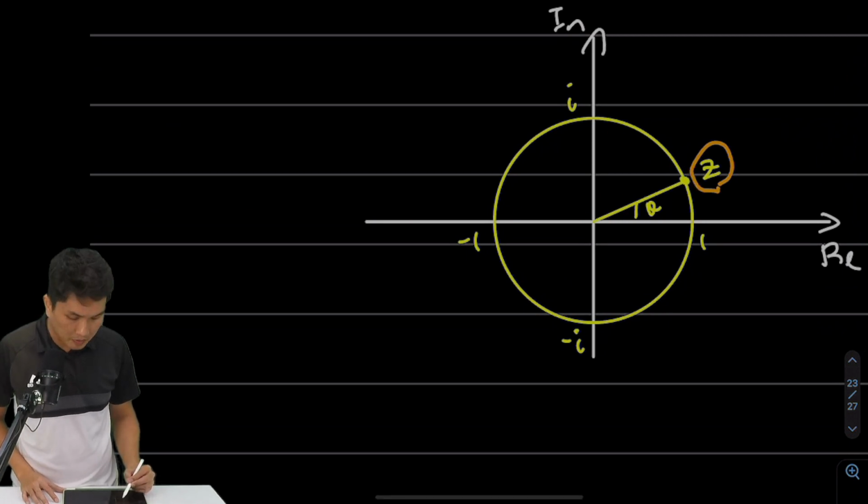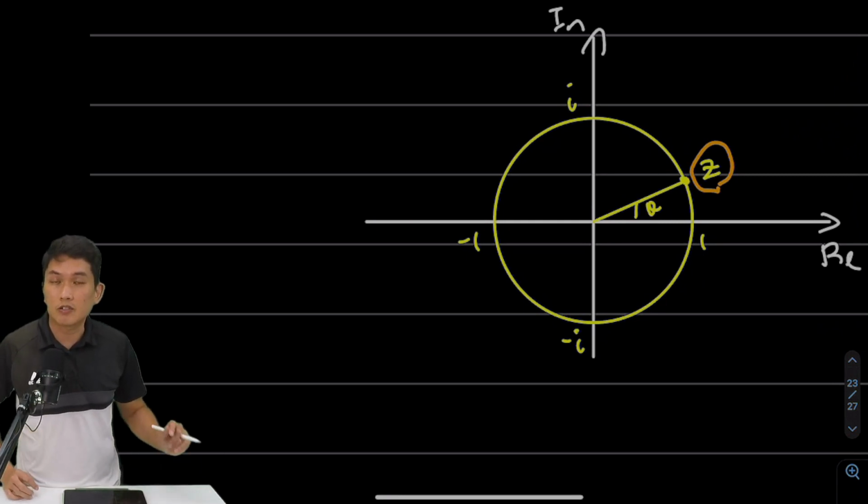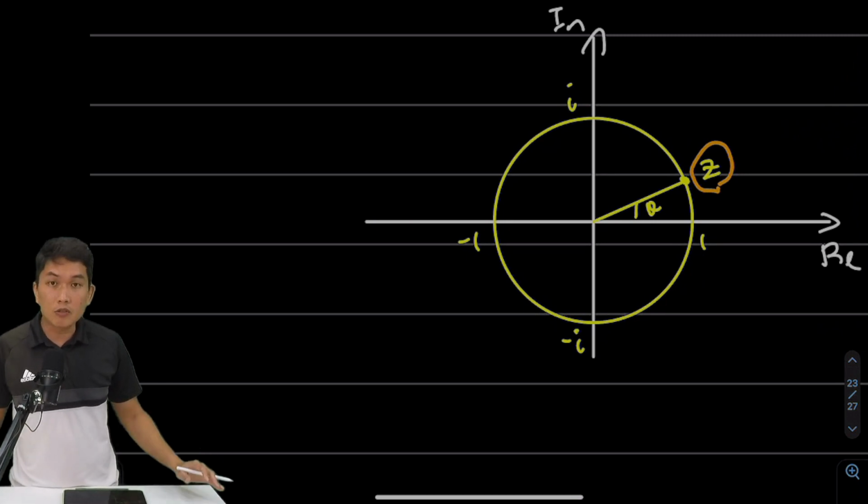Next, what does the argument mean? It means that the angle that this line that I just drew makes with the positive real axis is going to be theta. That's what the argument and the modulus of a complex number mean.